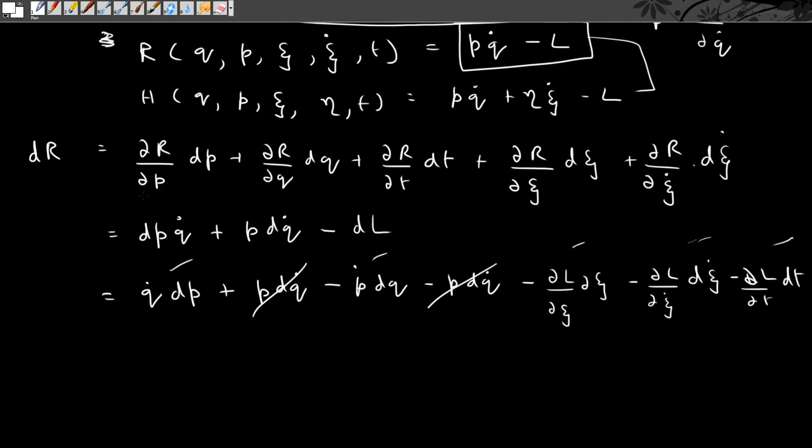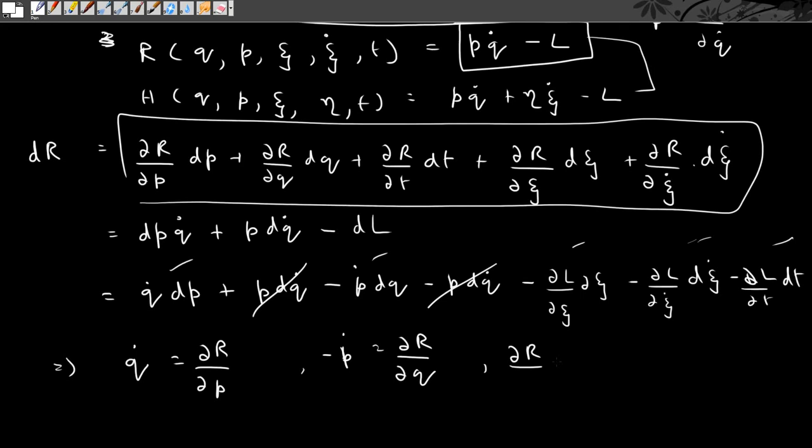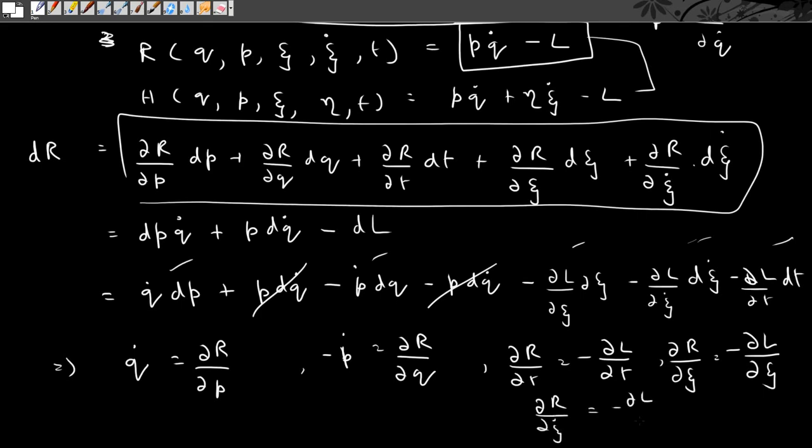Now I am going to compare these with this expression, and we see that q dot equals ∂R/∂p and minus p dot equals ∂R/∂q. The rest of the relations say that ∂R/∂t equals minus ∂L/∂t, ∂R/∂xi equals minus ∂L/∂xi, and ∂R/∂xi dot equals minus ∂L/∂xi dot.